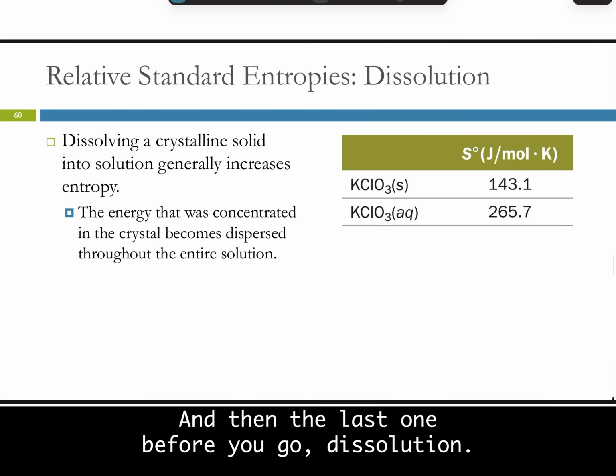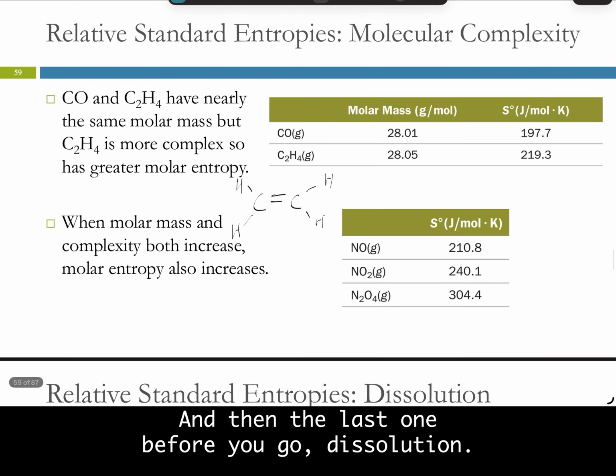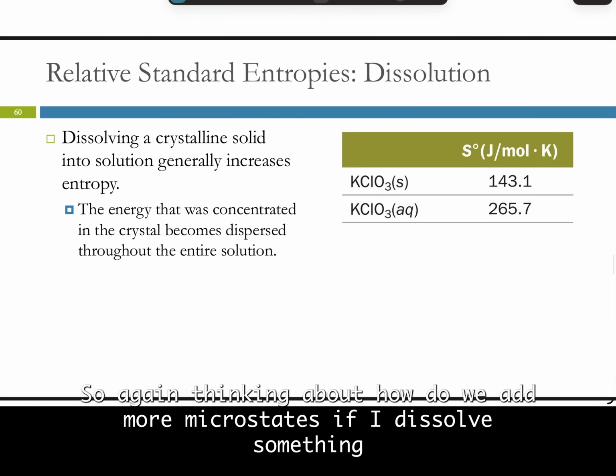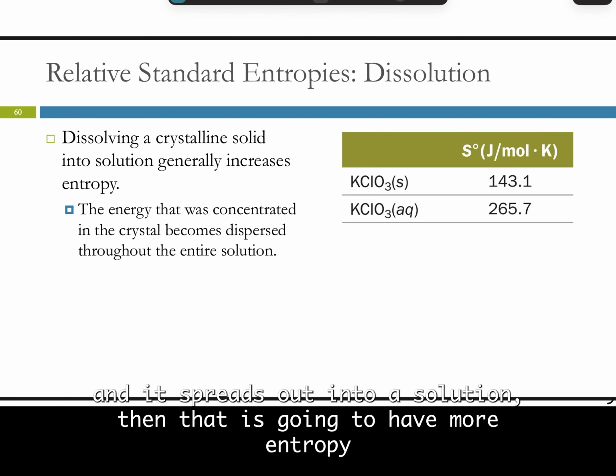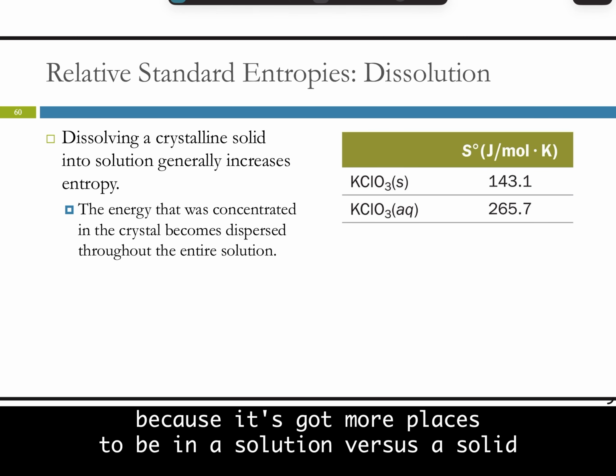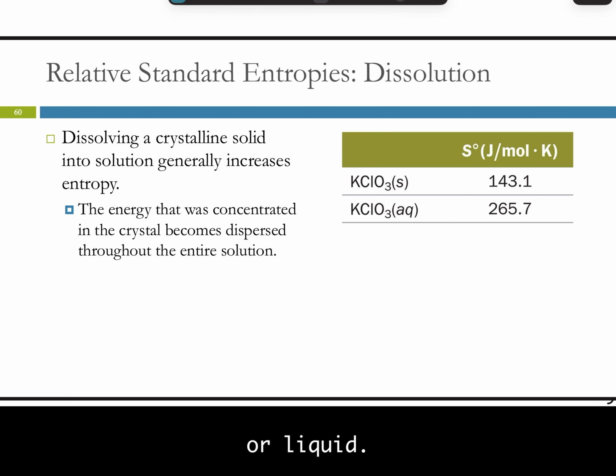And then the last one before you go, dissolution. So again, thinking about how do we add more microstates? If I dissolve something and it spreads out into a solution, then that is going to have more entropy because it's got more places to be in a solution versus a solid or a liquid.